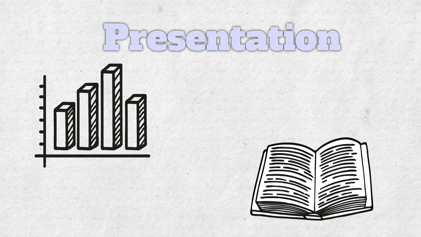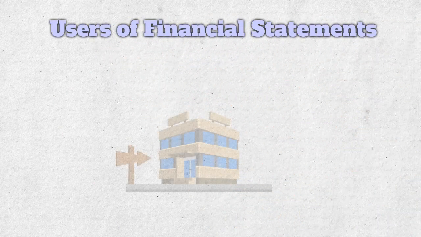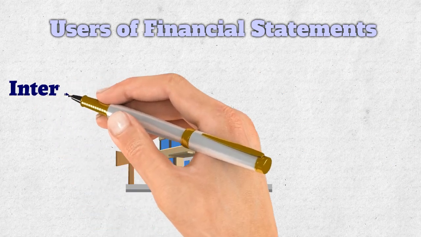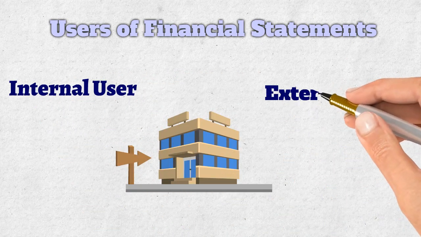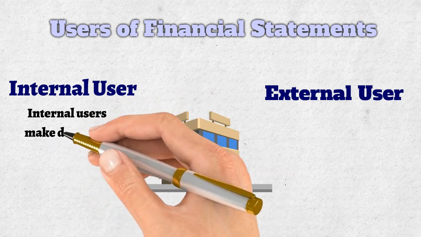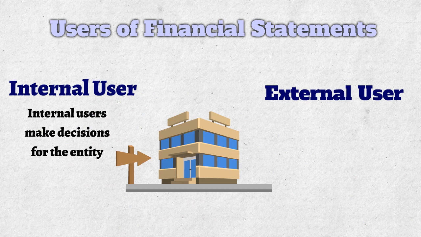And why do we prepare these financial statements? For decision making. And for whom do we prepare these financial statements? For our stakeholders or for the users of the financial statements. So who are the users of the financial statements? There are two main users of the financial statements or financial information. The first one is called the internal user, and the second one is called the external user. Internal users are those individuals who make decisions for the organization, whereas the external users take decisions about the organization.